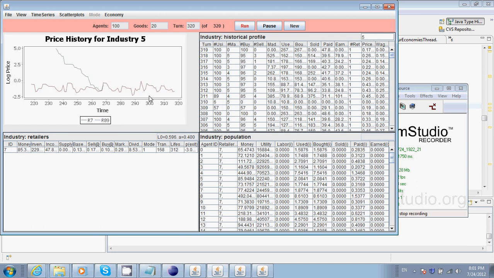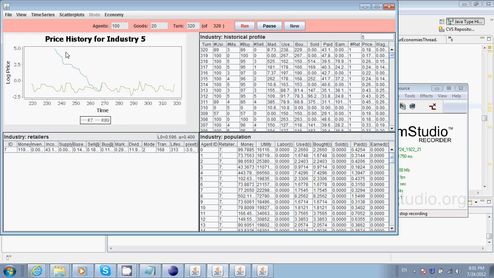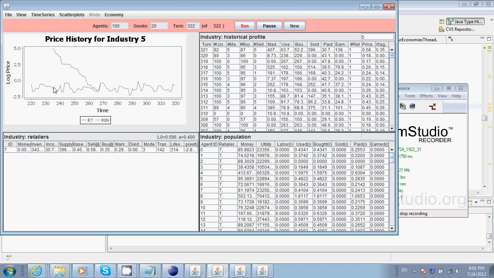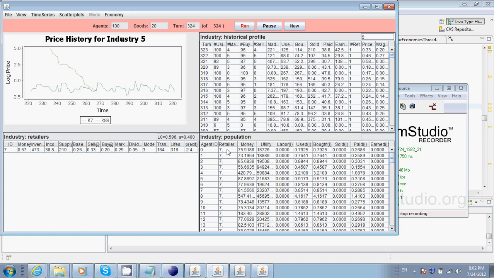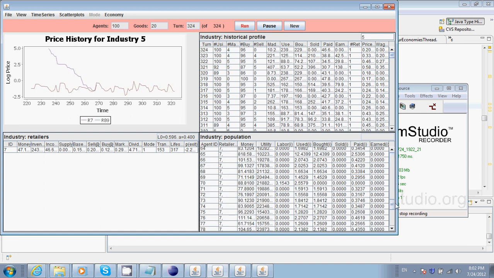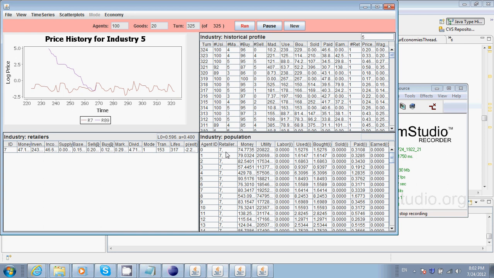Industry 5, so this is kind of a similar story. This guy stayed in business for a while. He eventually did manage to match his price, but this guy probably just had more inventory and possibly more market connections, although market connections aren't usually a problem. If you look down this list, so this shows how the population deals with this industry.